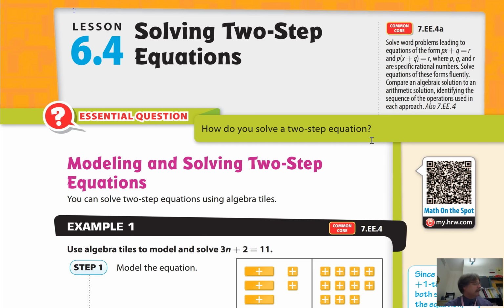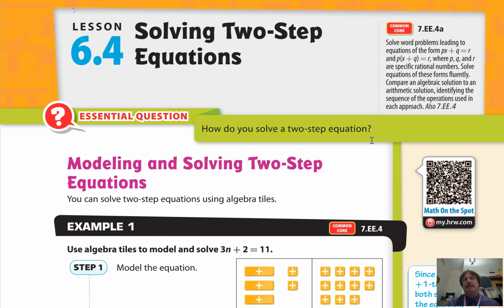alone on one side of the equation. To maintain equality, the operation must be applied to both sides of the equation. Equations with negative numbers are solved in the same way as equations with positive numbers. And when solving a two-step equation, the inverse operations are applied in the opposite order from the order used when simplifying an expression. First, addition or subtraction, then multiplication or division.